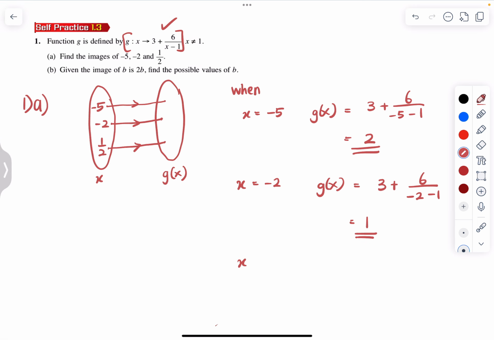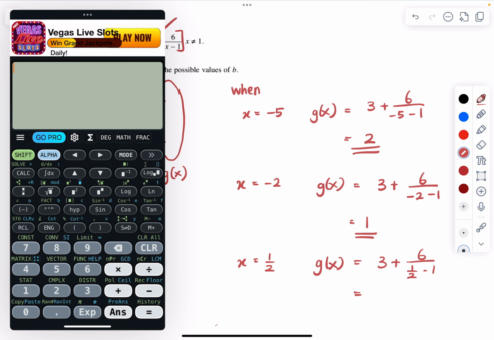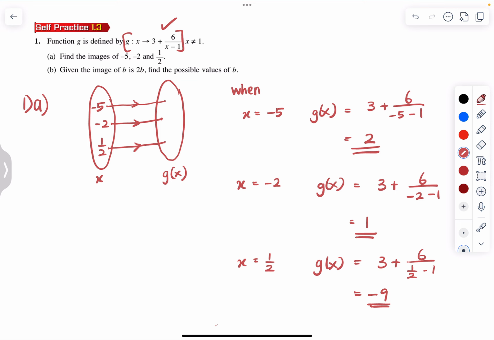And then lastly, when x is 1/2, gx equals 3 plus 6 over 1/2 minus 1. 3 plus 6 over 1/2 minus 1 gives -9. So these are our images: 2, 1, -9. Done.